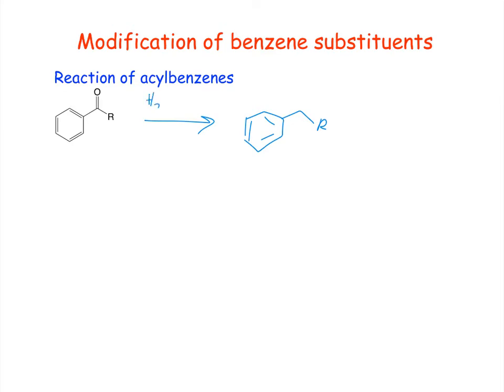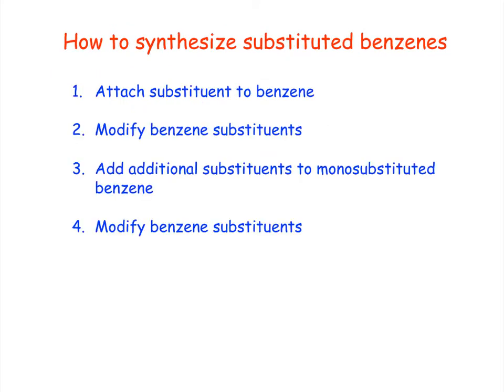So we said that we could do this with H2 palladium on carbon, and then we had the two others, the Clemmensen reduction and, what was the other one? The Wolff-Kishner, exactly right. So we could just do this reaction to convert that ketone down to a CH2 group, all right? So these are basically the types of modifications that we can do once we have a group on there.